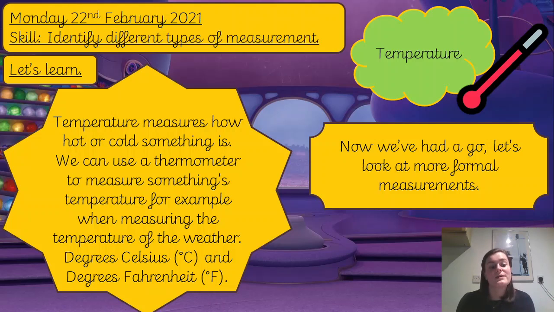For example, when we're measuring the weather. Of course, I wouldn't use this kind of thermometer for the weather. I'd use this to measure my body temperature. So you might have one like that at home as well. And we can measure the temperature in degrees Celsius, which looks like a small 0 raised up high, then a C, or degrees Fahrenheit, which again has a small raised 0 and then an F.